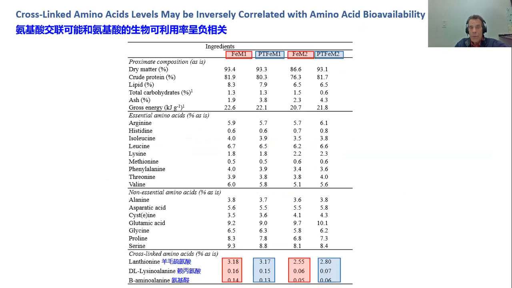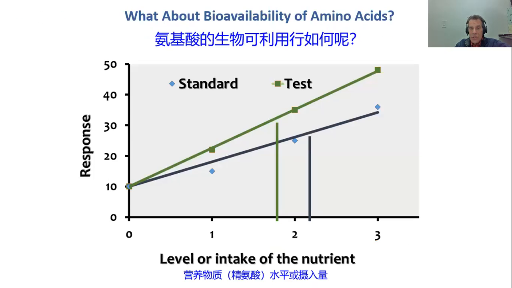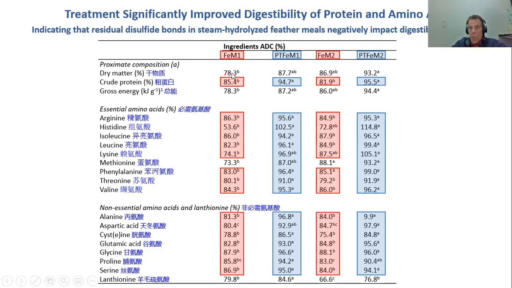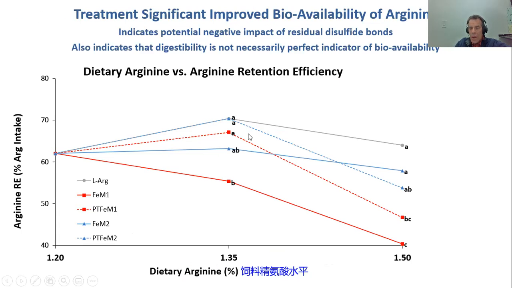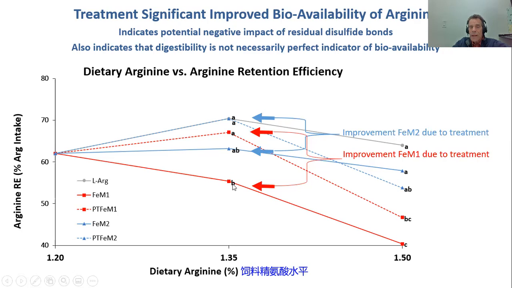Now, it was interesting to see that there's a difference in digestibility between feather meal 1 and feather meal 2. Feather meal 1 was more highly digestible than feather meal 2, but when we compared performance, feather meal 1 was performing a lot less well than feather meal 2. So what was happening here? Why would a product be more digestible, yet perform less well than a product that is less digestible?